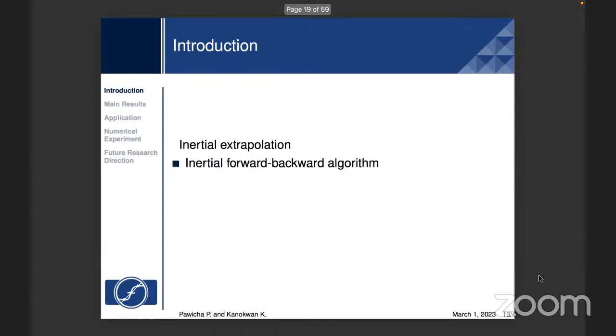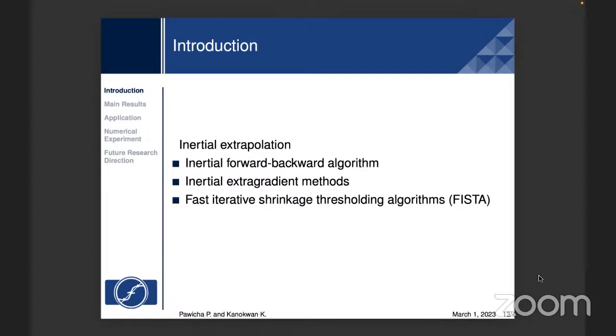From Polyak's work, acceleration-focused inertial extrapolation algorithms were widely studied. Recently, researchers constructed many iterative algorithms using inertial extrapolation, such as the inertial forward-backward algorithm, the inertial extragradient method, and the fast iterative shrinkage-thresholding algorithm, FISTA.